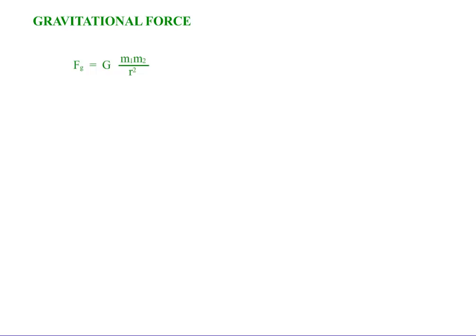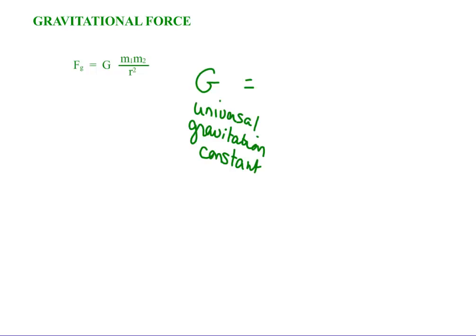F sub g is gravitational force, just as we've always seen. Big G is the universal gravitational constant. Since it's a constant, that would be given to you. It is a fairly small number, 6.673 times 10 to the negative 11, and the units are newtons meters squared over kilograms squared. And we can get the units by looking at the quantities that make up the rest of the equation.